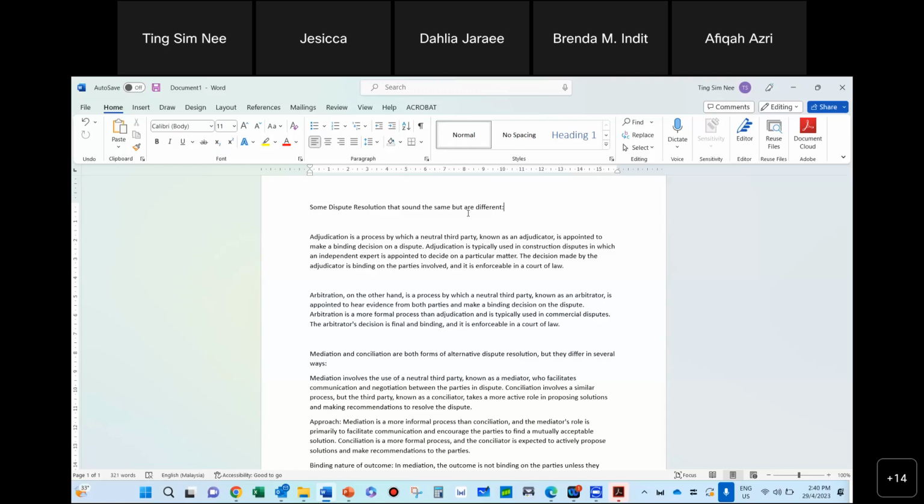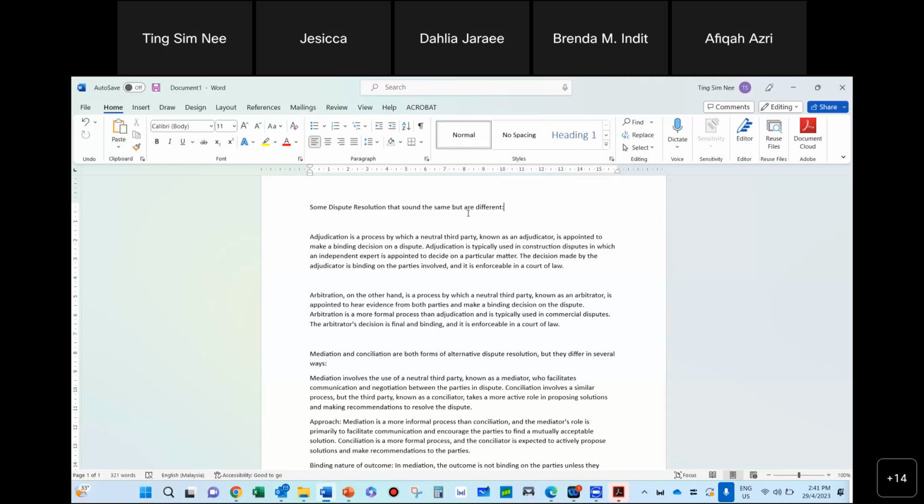These dispute resolution methods sound the same, but they are different. Adjudication is friendlier, more direct, and more issue-based. If you have a technical issue, a payment issue, or a construction dispute, you go straight to adjudication. The person making the decision is not as formal as an arbitrator, and is more of an expert in the area of dispute, and they can make a decision for you, and that decision is binding.